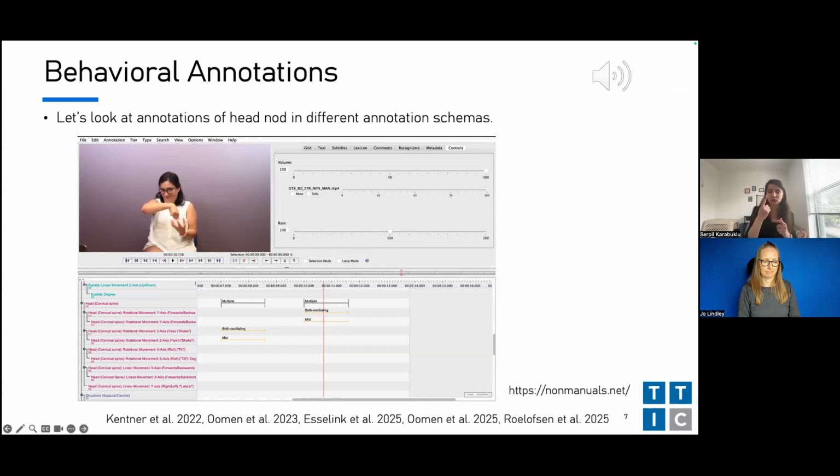First, I will show you the human annotations. We looked at all the data as annotated, at the object and verb, and annotated if the non-manuals occurred during this time. Specifically for head nod, we annotated if it appeared, if it was multiple or single, and if it is clearly visible or not.